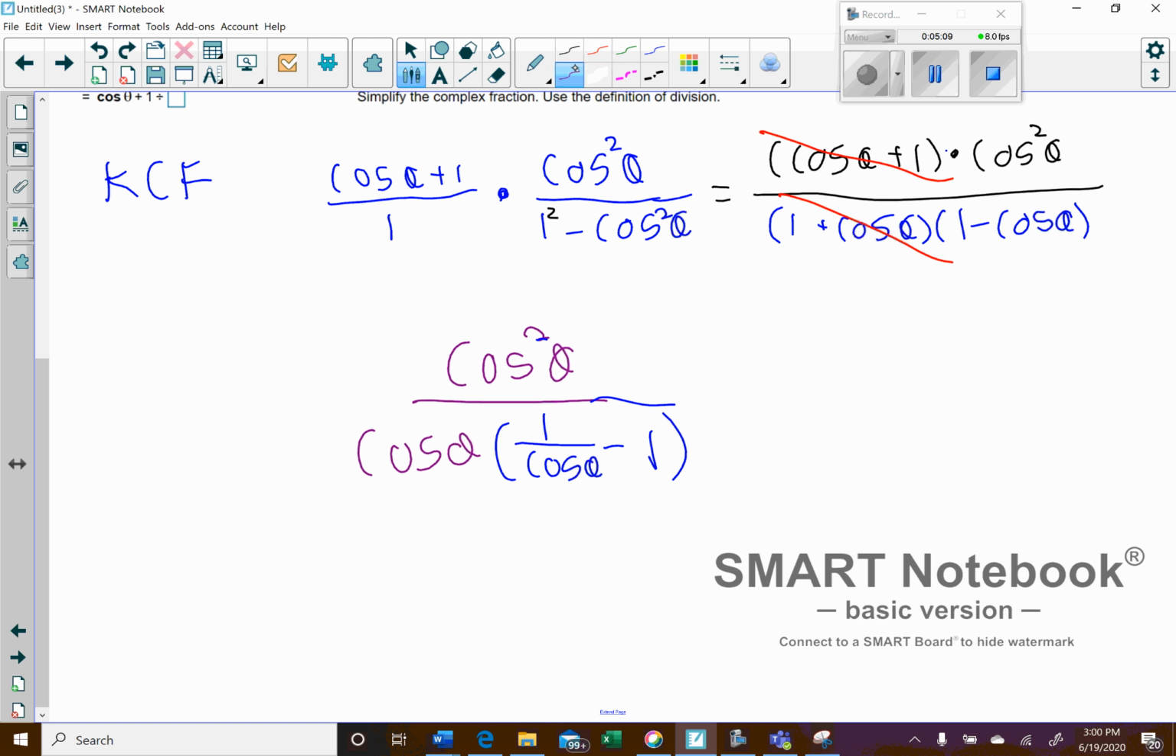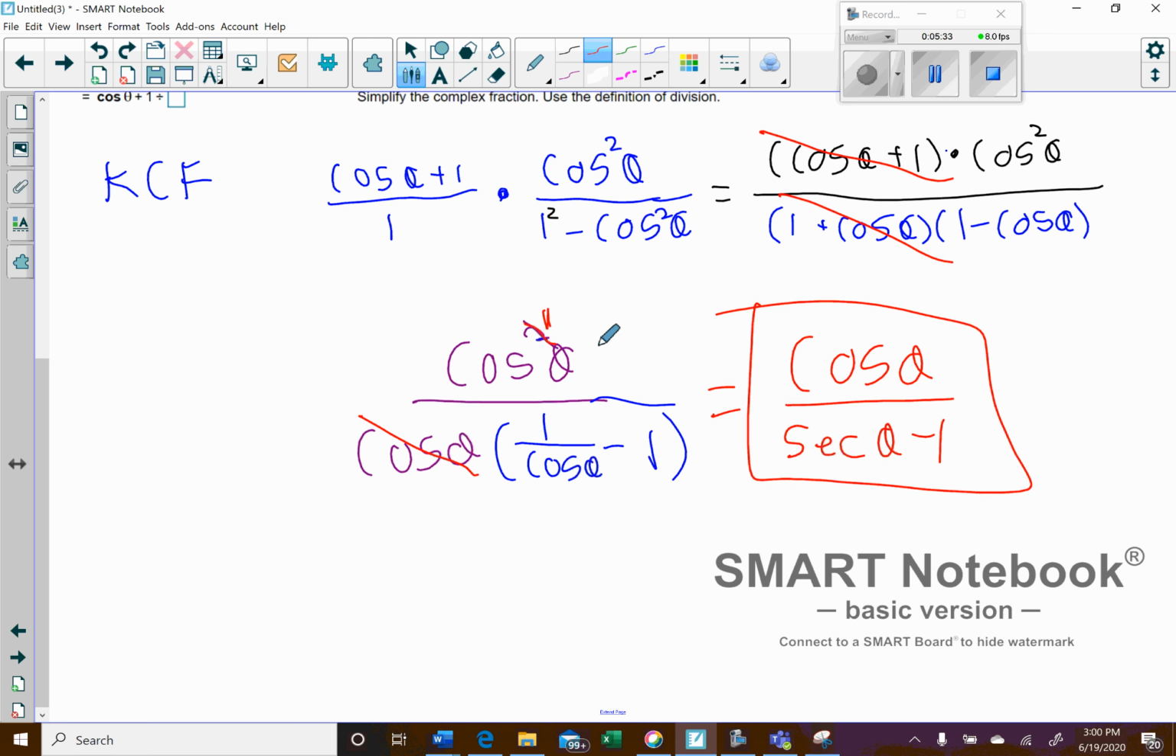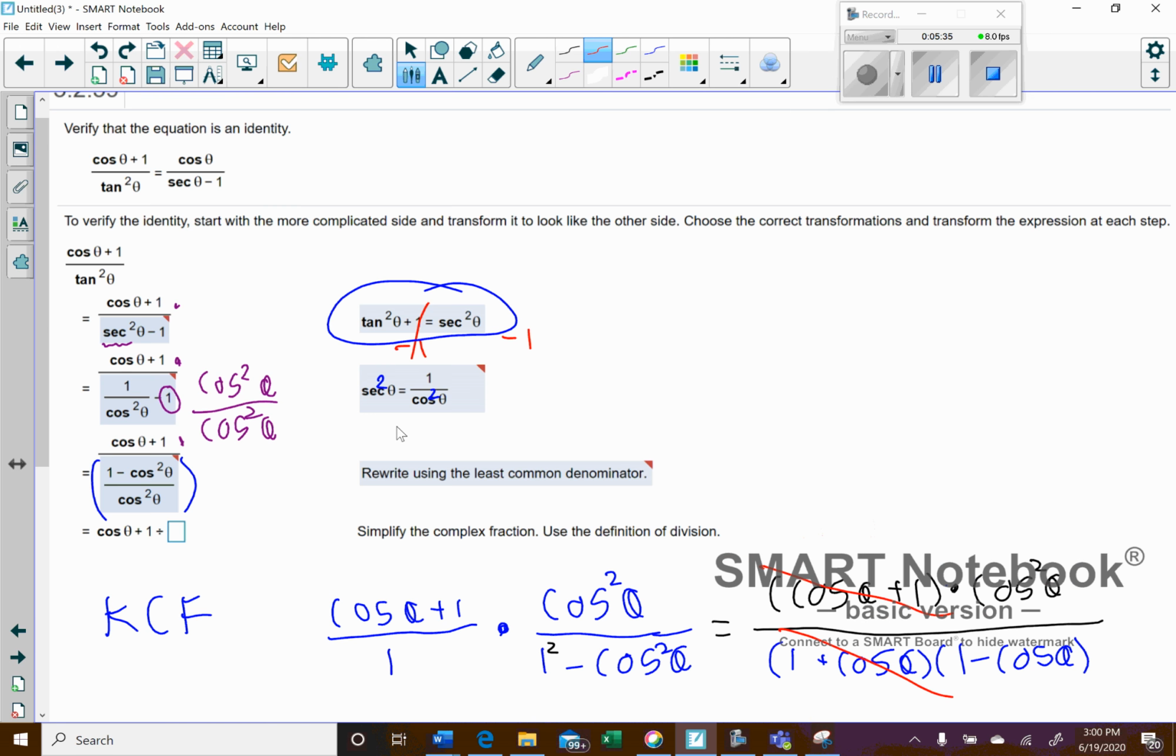Now what this allows me to do is cancel out one of the cosines on top, so that will reduce that down to where there's only one of them, and I can cancel that with this one. So I'm left with cosine of theta on top, and on bottom, 1 over cosine of theta transforms into the secant of theta minus 1. Right there I have the minus 1. And there we go, and I believe that should match what we have on the right side.